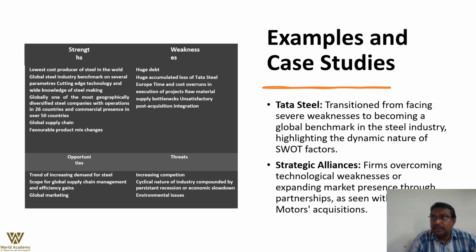What are the weaknesses? Because you are employing the latest technology, you might have debts on your balance sheet, huge debts, huge accumulated loss of Tata Steel, accrued loss, this might be of the previous few consecutive quarters or years perhaps. Time and cost overruns in execution of projects. Raw material supply bottlenecks, unsatisfactory post-acquisition integration. Integration is what we are talking about here.